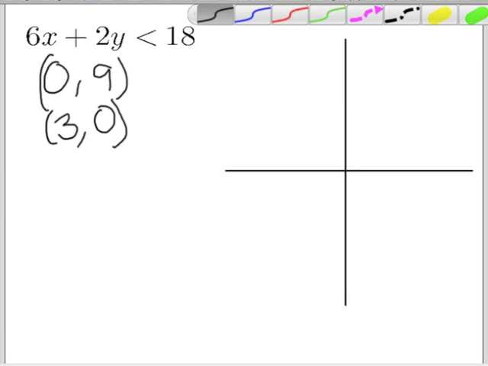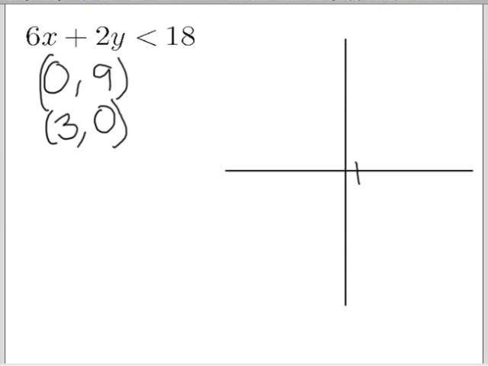So when x is 3, y is 0. When x is 0, y is 9. 1, 2, 3, 4, 5, 6, 7, 8, 9. Because we do not have an equals to in our problem, the line I am drawing should be a dashed line.